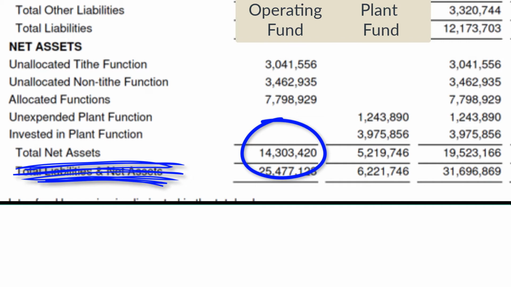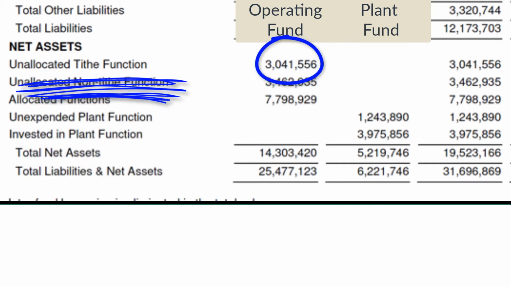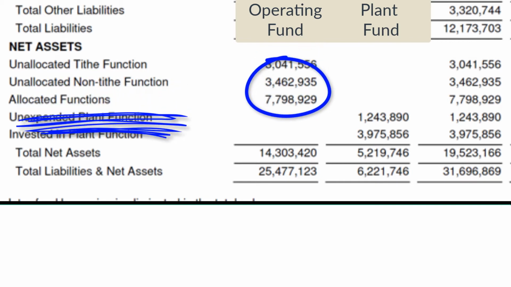Of that $14 million, at least $3 million is in tithe funds, and we can't use that because it can't be used to build a dining hall. So of the $14 million, $3 million is tithe funds, can't be used. That leaves us $11 million. Also of the $14 million, $7.7 million has been allocated.